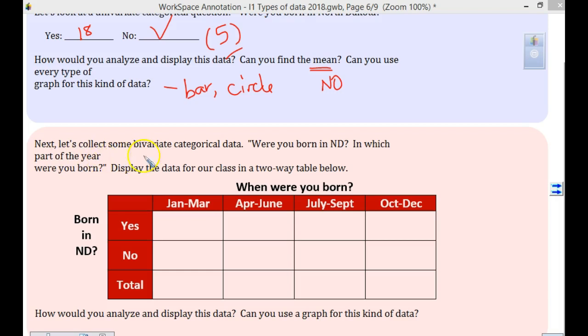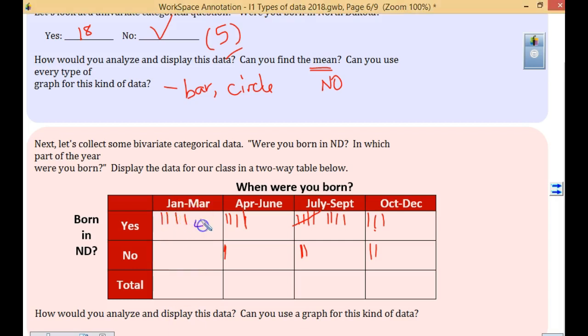So it says, now we're going to look at this next piece of data. Were you born in North Dakota? That's going to be your yes or no. And then I want you to tell me what part of the year you were born. So for myself, if I was born in the month of September, I was not born in North Dakota. So my check mark would be here, okay? I just want you to be able to tell me as I go around the room, where are you in this table, right? These are called the frequency, and we want to change them to a number now.